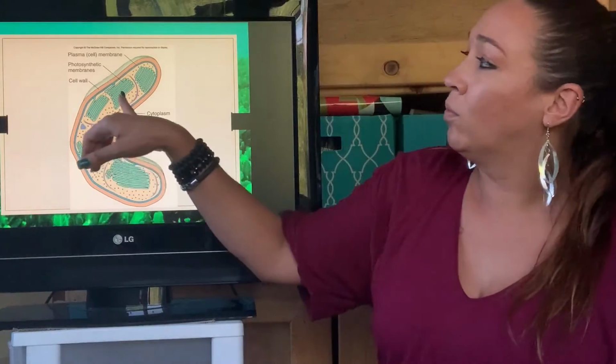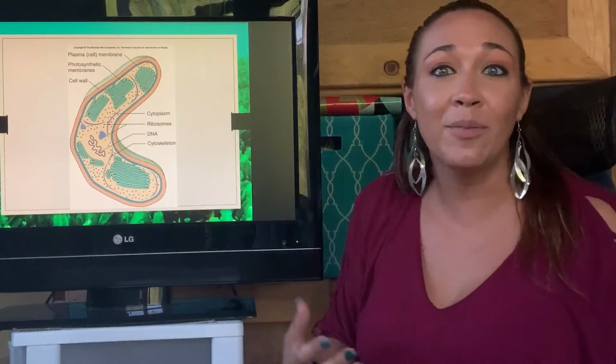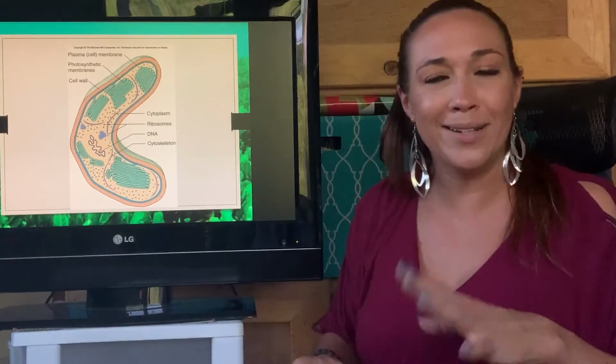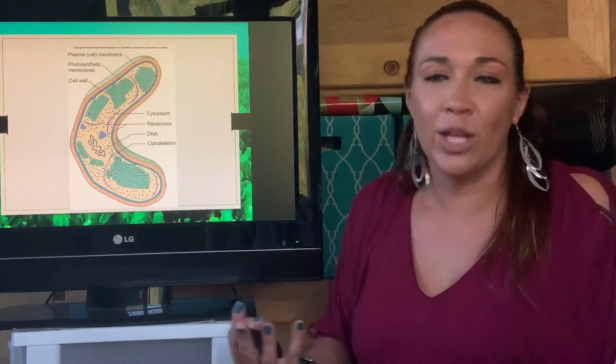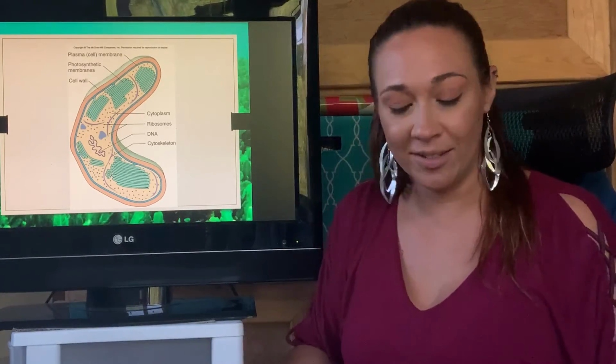If it is a photosynthetic bacteria, it does have photosynthetic pigments. So things like chlorophyll, not exactly the same, but things like chlorophyll that can actually absorb that light energy and turn it into useful bits of energy. So, super cool.